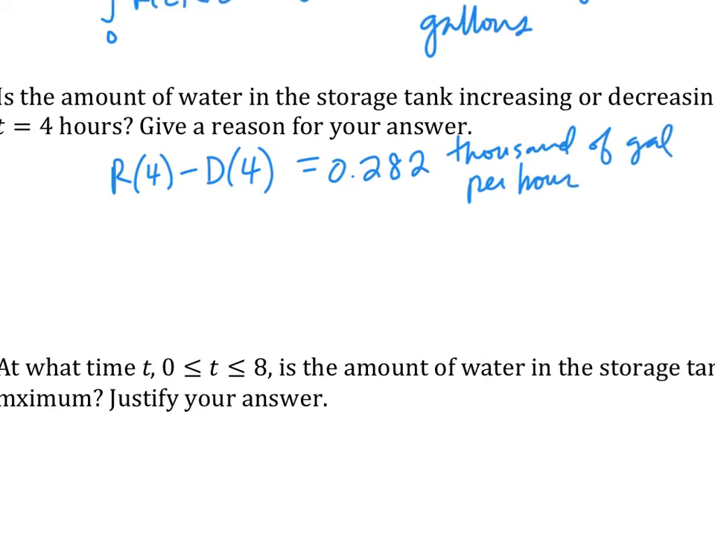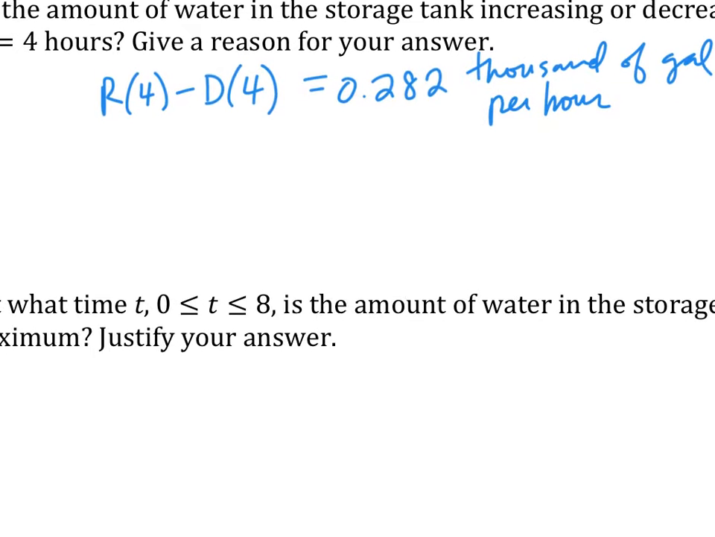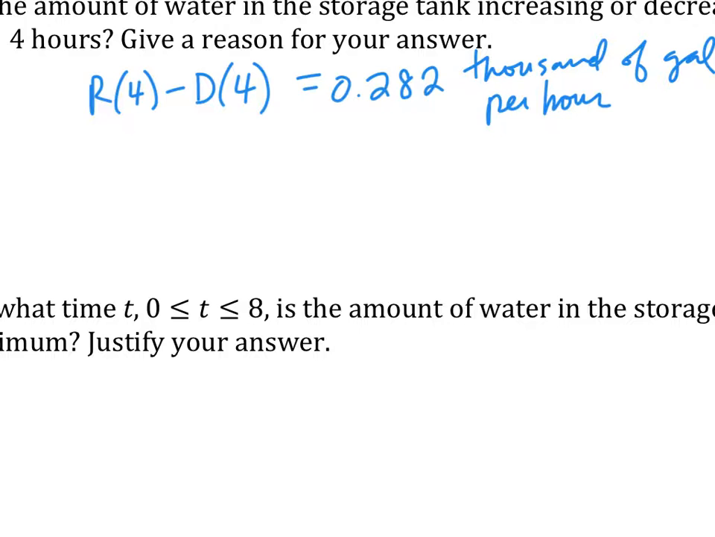Okay? All right, next. At what time t is the amount of water in the storage tank a maximum? Okay, so the amount of water in the tank, I'm going to call it A, which is R minus D: how much is going in and how much is going out. The net is A. When is it a maximum? How do you figure out when it is a maximum? When it goes from positive to negative. When what goes from positive to negative? The sign of the rate, R(t) minus D(t).